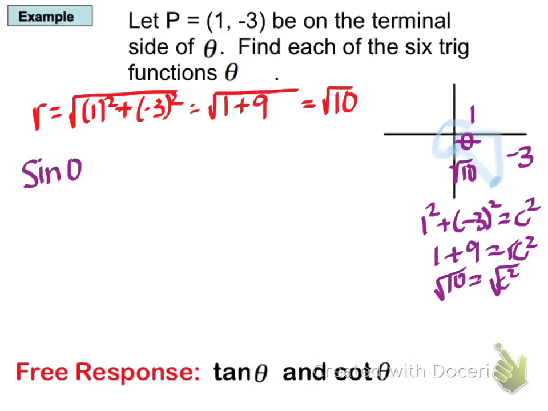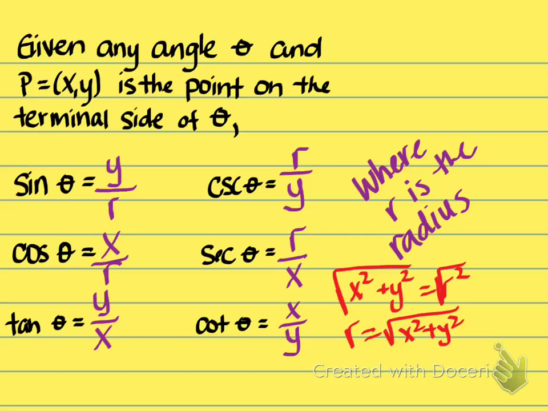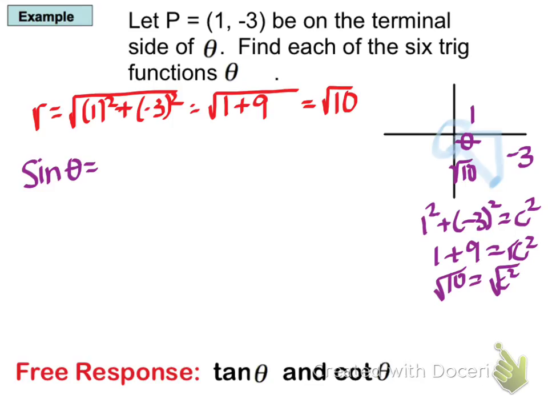So the sine of theta. In this case, I'm just going to use the definition on the previous slide, which says sine is the y value divided by radius. So we're just going to say negative 3 over the square root of 10. If you used opposite over hypotenuse in the picture, you'll get the same answer. And when you rationalize, negative 3 root 10 over 10.